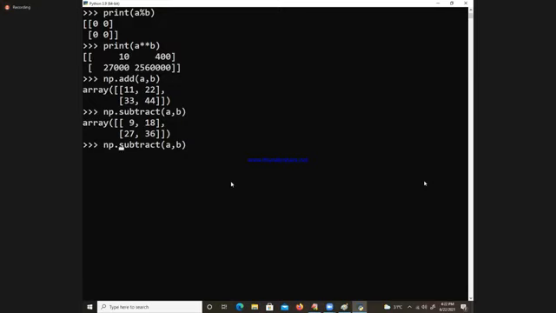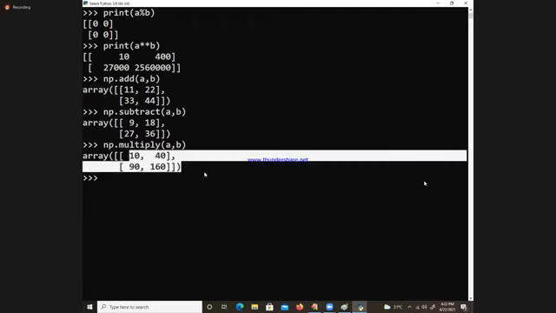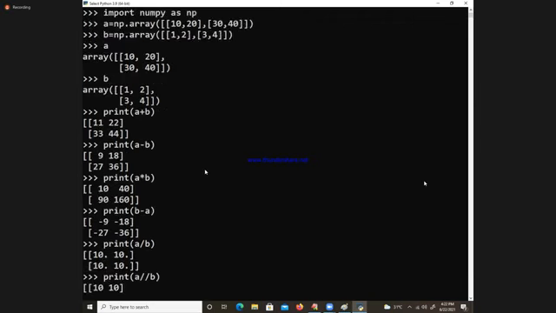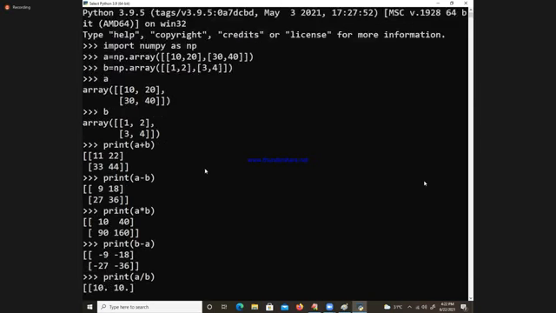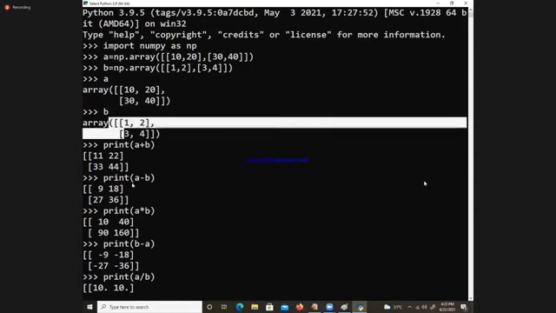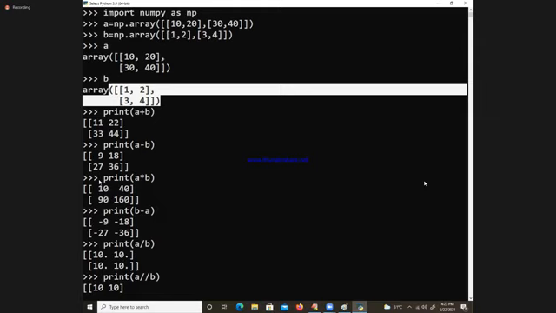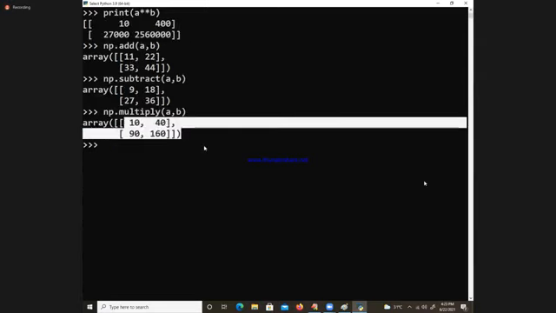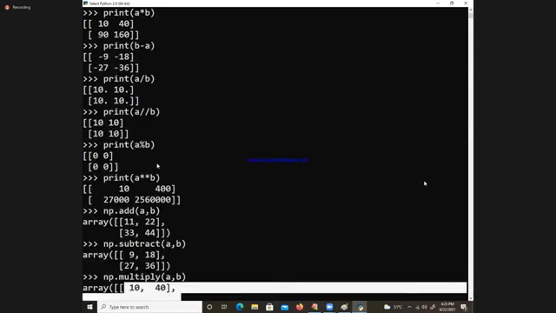Next, I will write multiply. We will see that multiply. So it gives you 10, 40, 90, 160. I don't know why they took this decision. According to matrix multiplication, which we learned in childhood days, see A star B gives 10, 40, 90, 160. Do you feel it is correct or wrong?